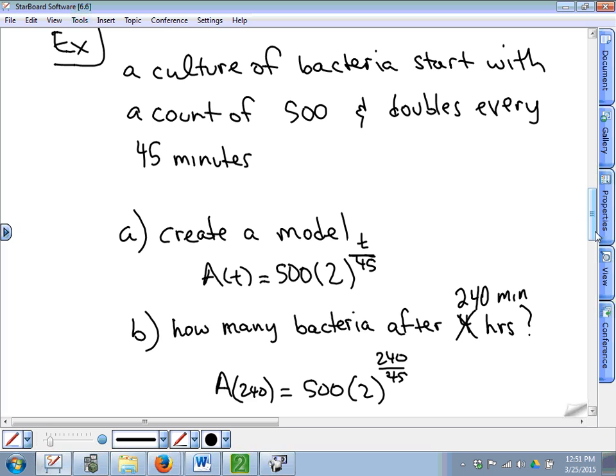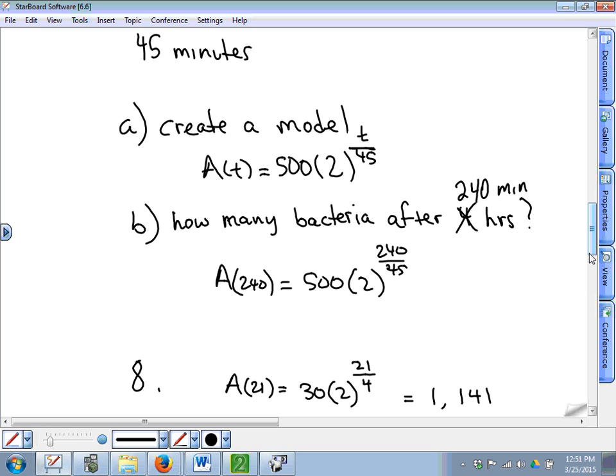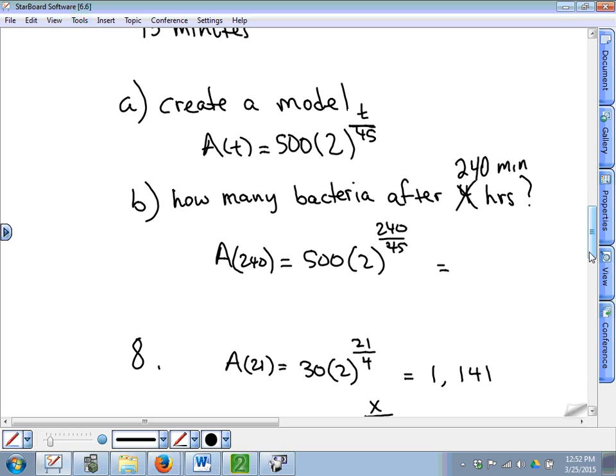Would you agree? So let's just double it 5 times. Start with 500, double it once again: 1,000, and then 2,000, 4,000, 8,000, 16,000. So what would be a reasonable answer for this problem? More than 16,000. You following? Okay. What do we actually get? Nothing? We get nothing?